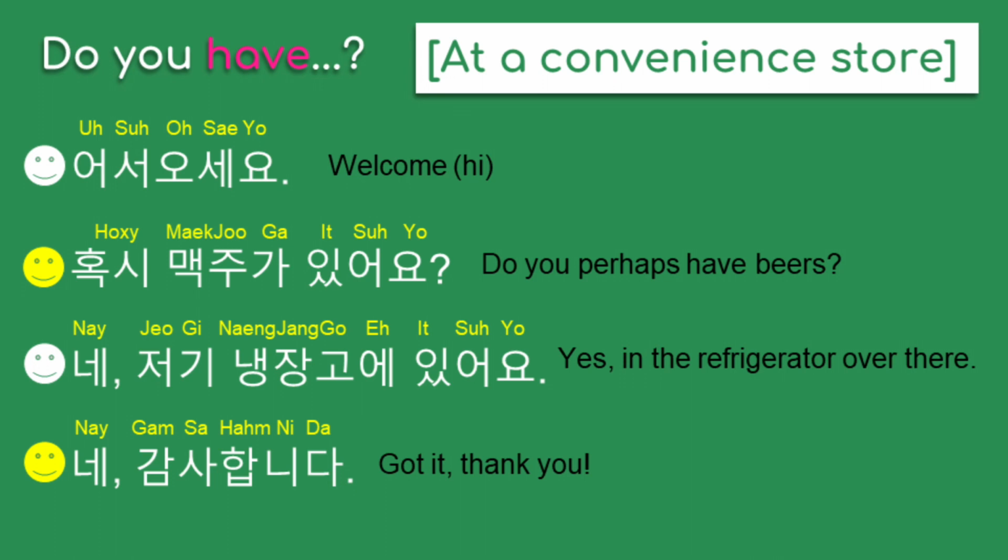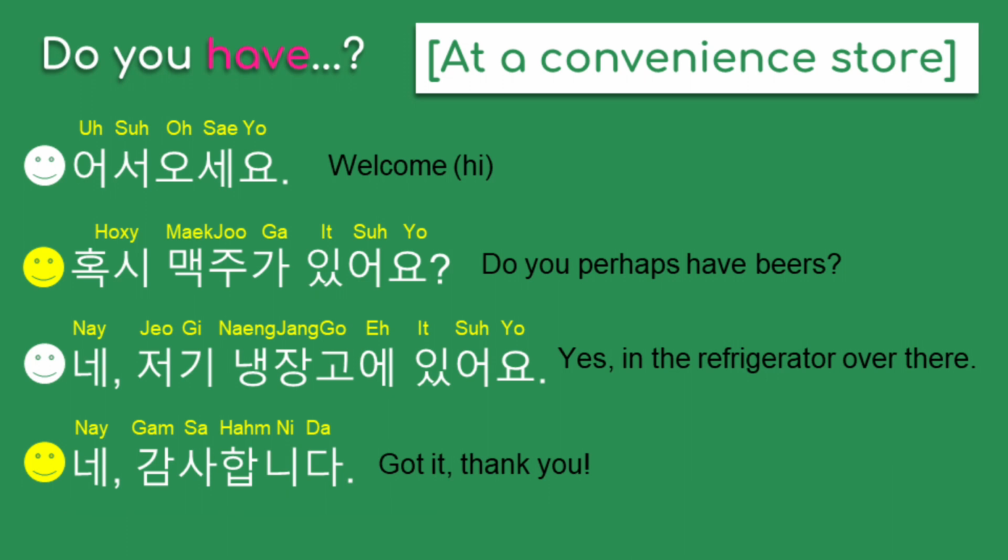Alright, so this is really simple, basic sentence, but because it's really widely used, I wanted to use it in conversation so that you can actually see how it's used. So the first example is at a convenience store. It can be a grocery store as well, right? Okay, so I'm gonna read these sentences first. 어서 오세요. 혹시 맥주가 있어요? 네, 저기 냉장고에 있어요. 네, 감사합니다.